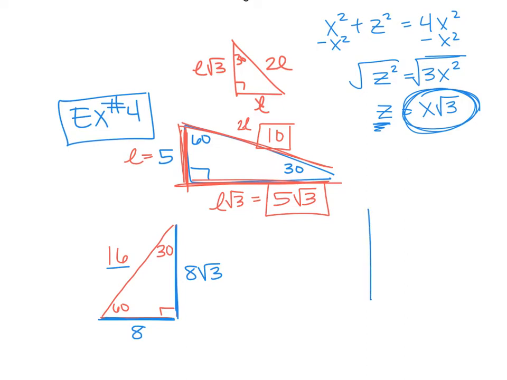What would this one be? Here's 30. Here's 60. If I tell you this is 4, what is A? A would be 4 rad 3. That's your longer leg. What's B? 8. Okay, so those are the simpler versions. Are we good on that?